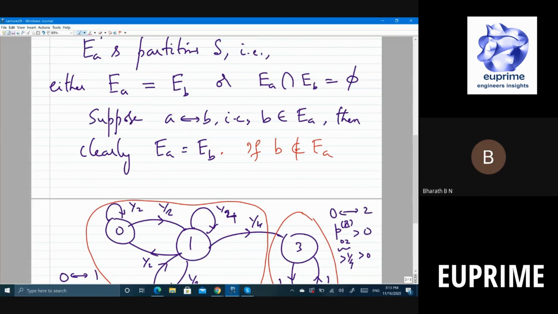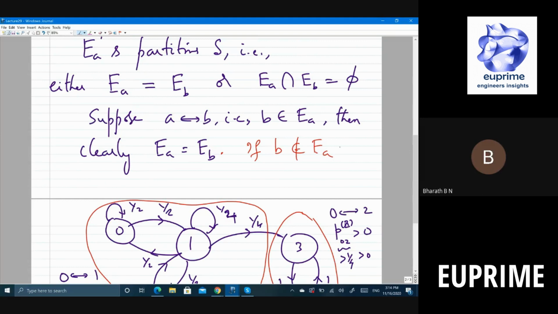It cannot communicate back and forth with any states in EA. That means if B can communicate with any other state, those states cannot communicate with the states in EA. Therefore, all those states don't belong to EA. Therefore, EA is not equal to EB and they are disjoint. Even if you say that one element belongs to EA, then all the elements of EB belong to EA. Therefore, EB equals EA.